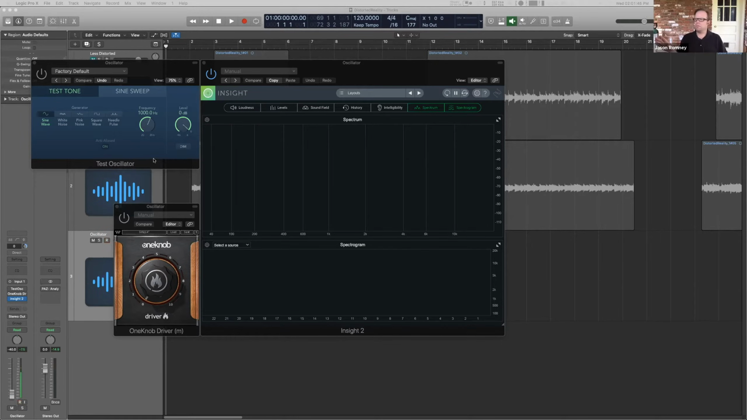So you should be able to see my logic screen now, yeah? Yes? Okay. So here's what I'm going to show you first. I've got a couple of things set up here. One is what is distortion? What does it actually do?